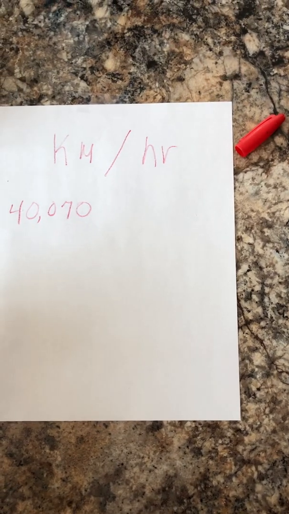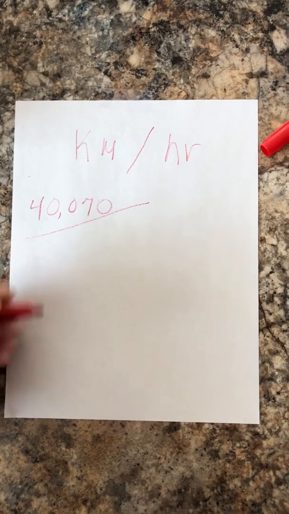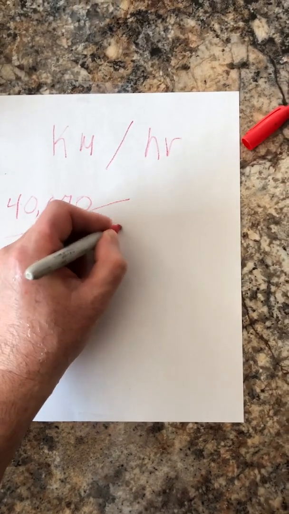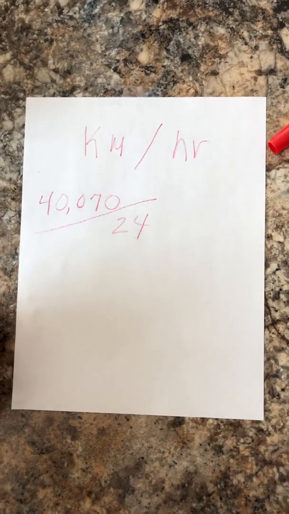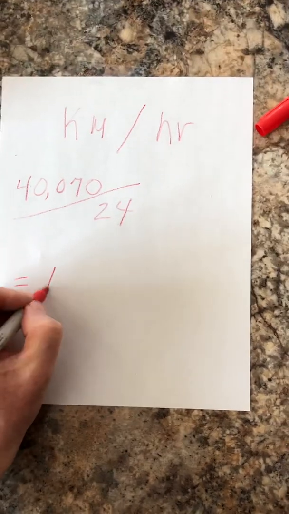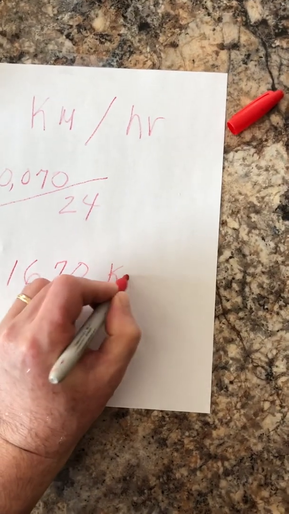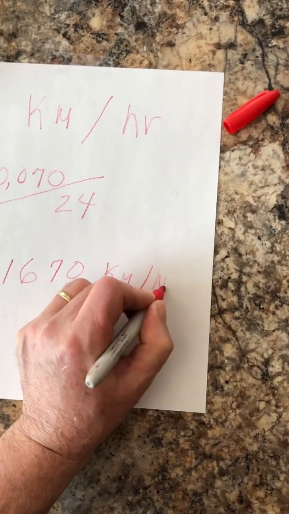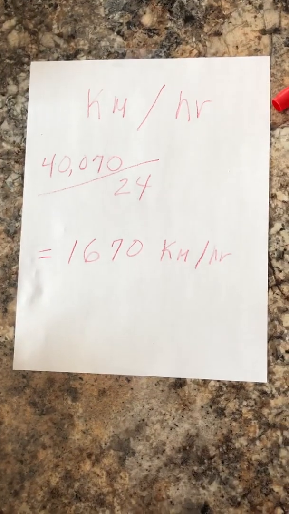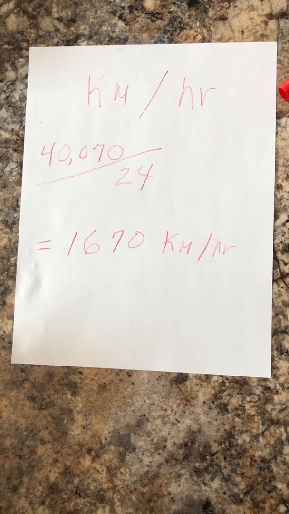It's about 40,070. And if we divide that by how many hours in a day? 24. So what does that equal? 40,070 divided by 24 equals about 1,670 kilometers per hour. That's how fast our planet is spinning at the equator.